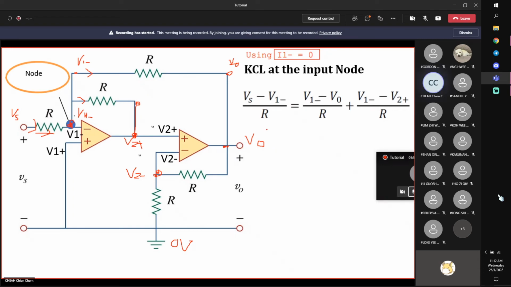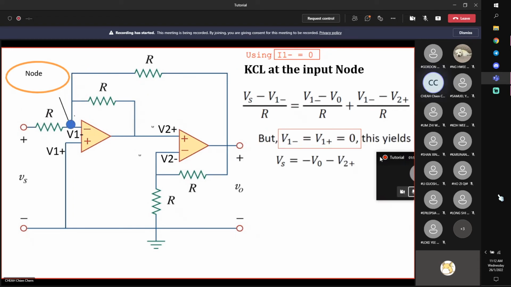After that, notice that I need to impose the op-amp property: V1 minus is equal to V1 plus. But take note that V1 plus is connected to ground. So V1 minus is equal to V1 plus, which is equal to 0 volts. If you put it into here, this will be equal to 0.